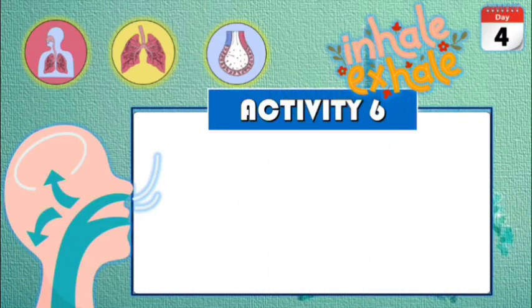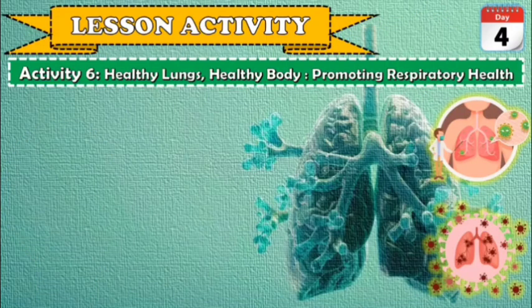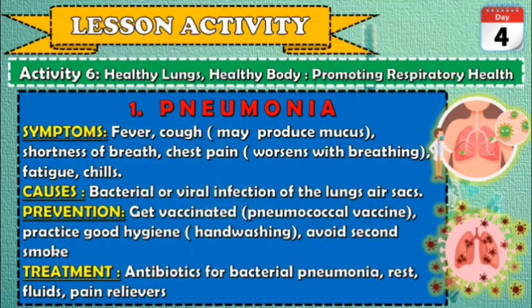Activity 6. Healthy lungs, healthy body. Promoting respiratory health. Number 1. Pneumonia. Symptoms: fever, cough, may produce mucus, shortness of breath, chest pain that worsens with breathing, fatigue, and chills.